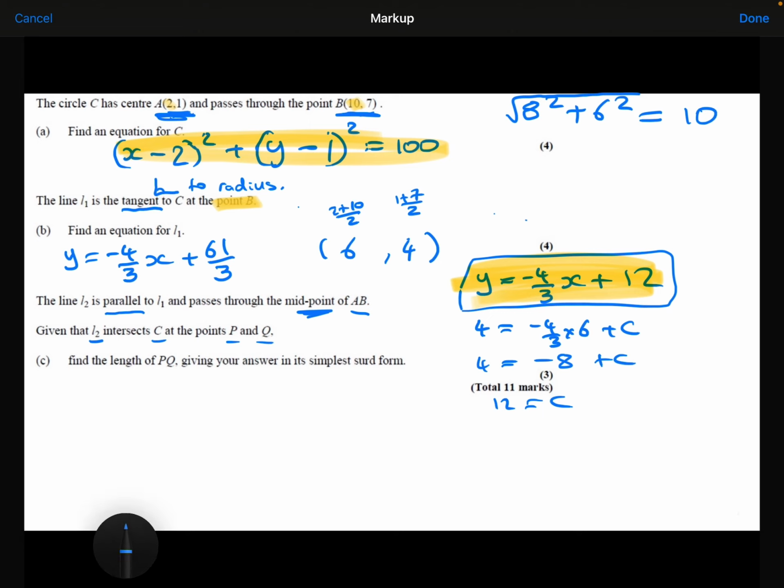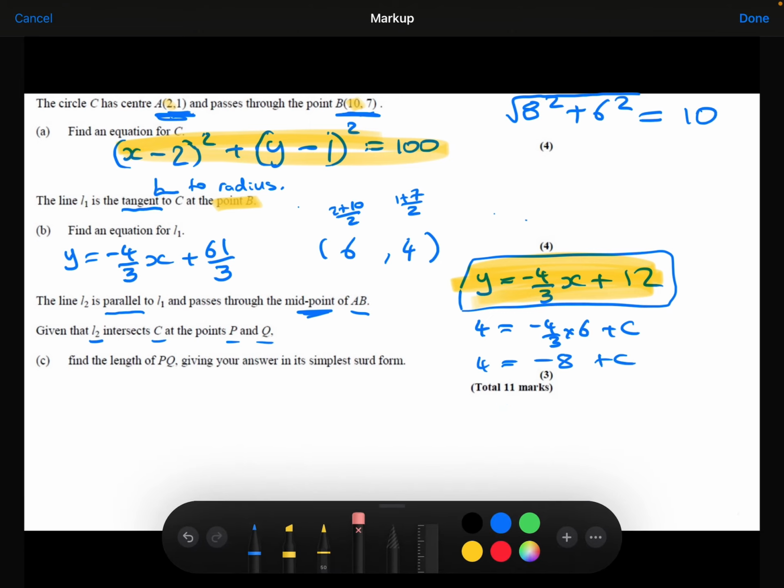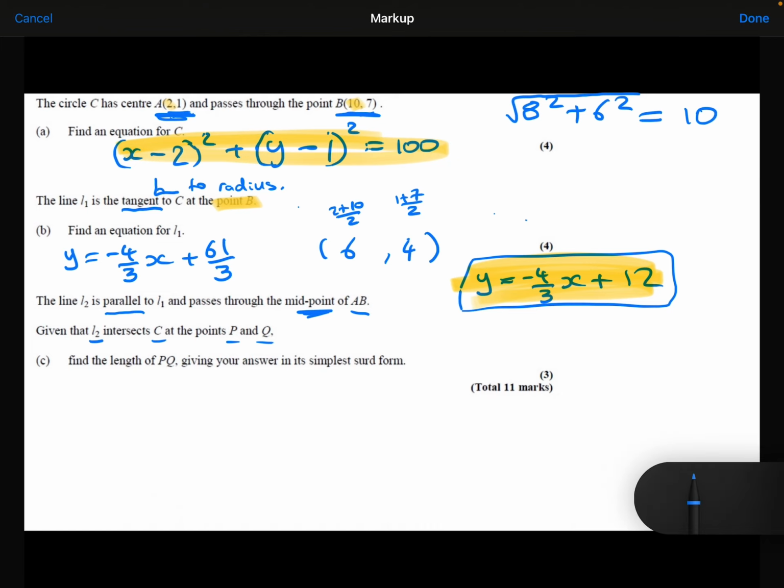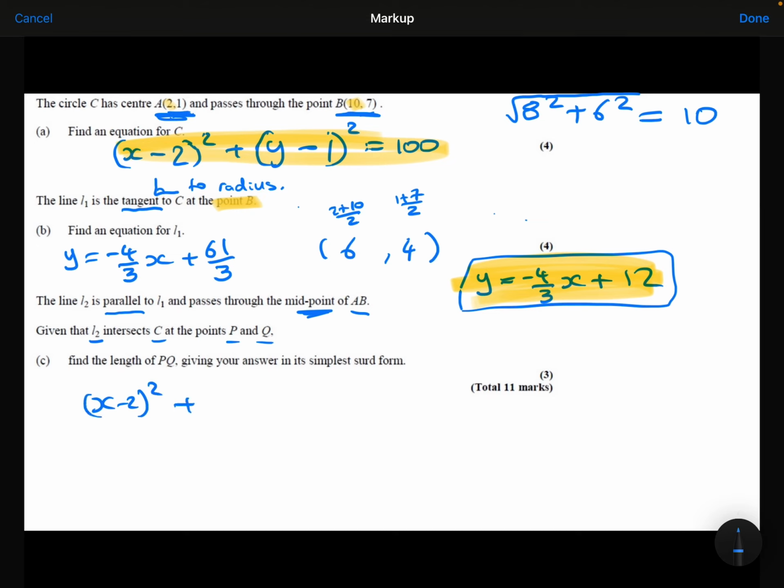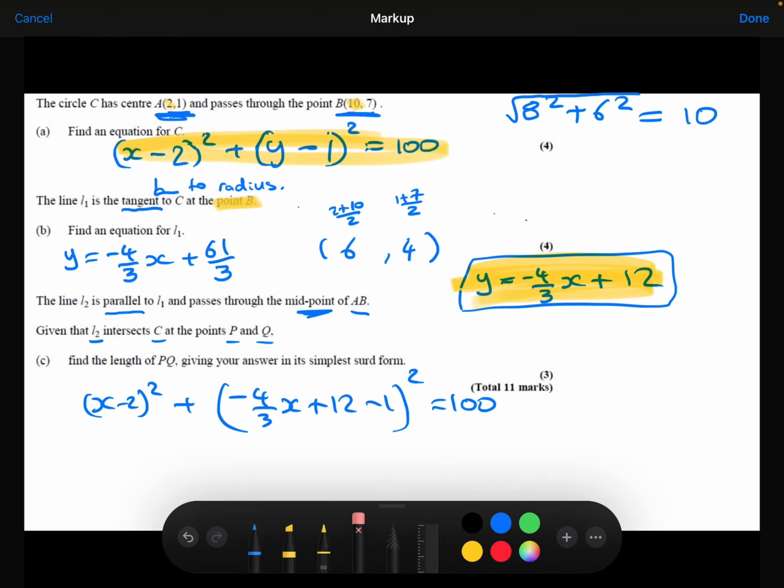So let's do that. Let's create a little bit more space by just getting rid of that. So let me substitute the straight line into my circle. So substituting this in instead of the y. I can do the 12 minus the 1 is 11.